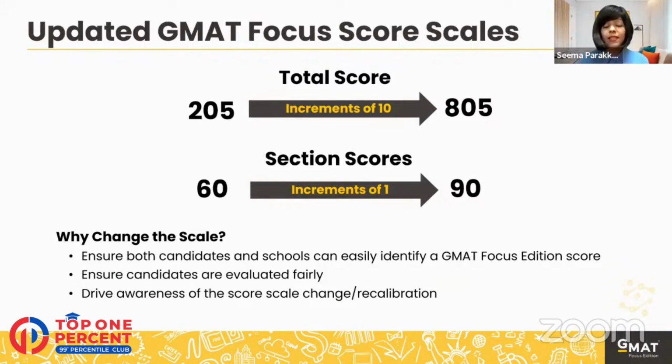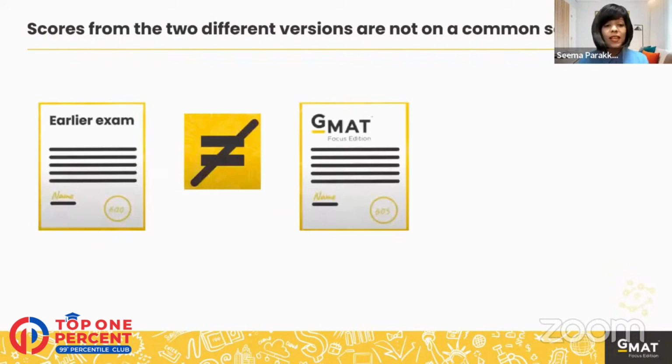As you can see, the scales on the updated version of the GMAT Focus Edition is very distinct as a result of all of the things that I mentioned to you in the previous slides. And the new scale allows you and the business schools to distinguish between both the versions and make sure that the evaluations are appropriate, fair, and based on the current version of the GMAT. What this means is that you cannot directly compare the scores from both the versions of the exam, right?